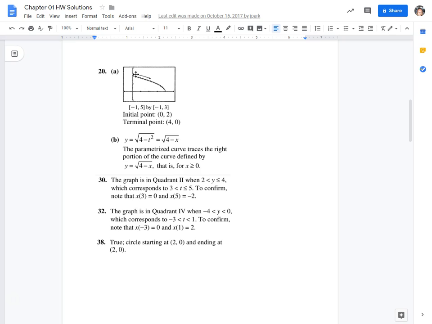And this curve doesn't keep going, so we don't have to worry about x being something higher because the domain restriction is naturally stopping the x at 4 anyway. Number 30 is in quadrant 2, 32 is in quadrant 4. And 38 is true.